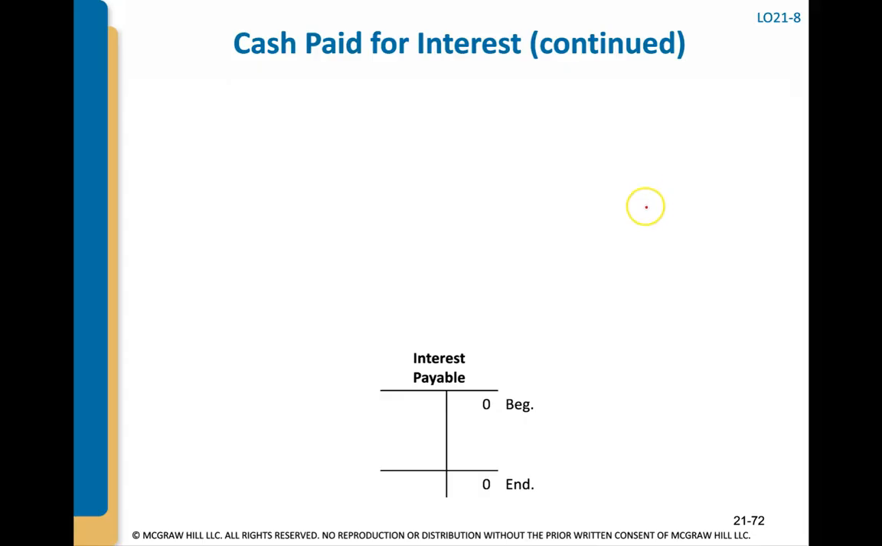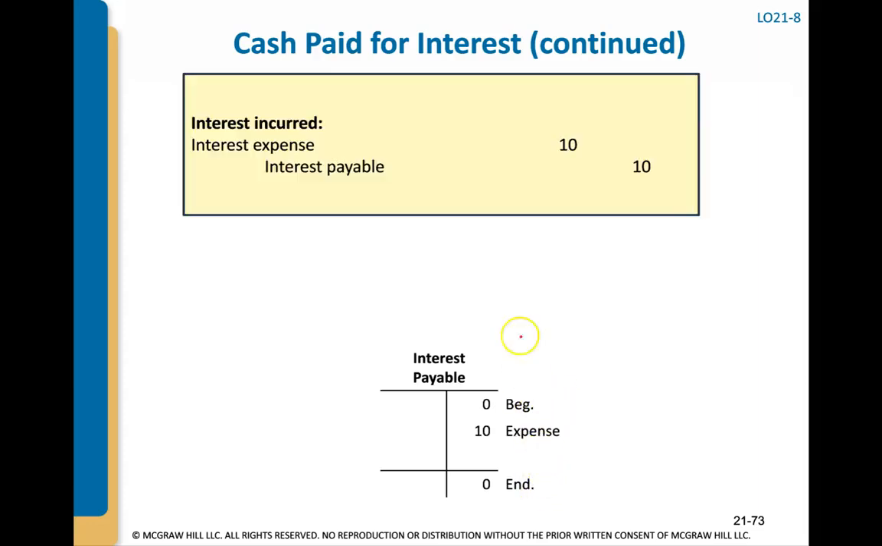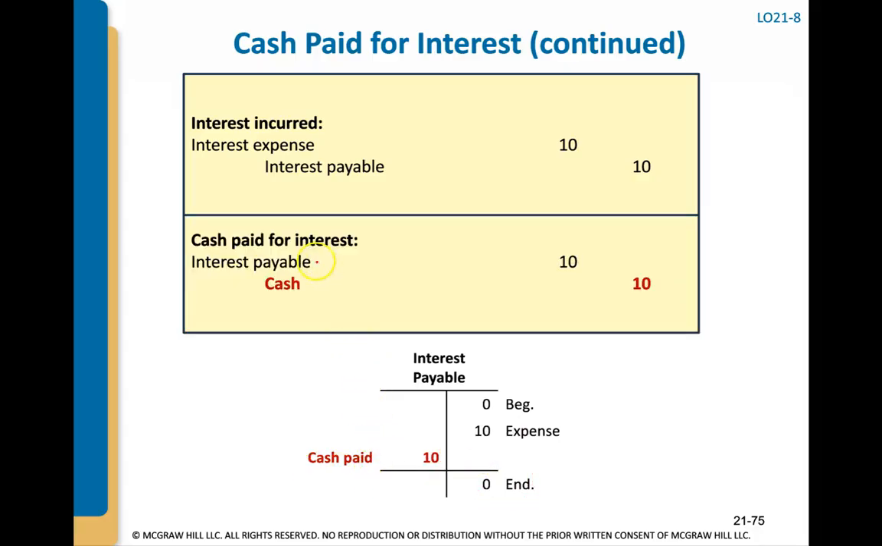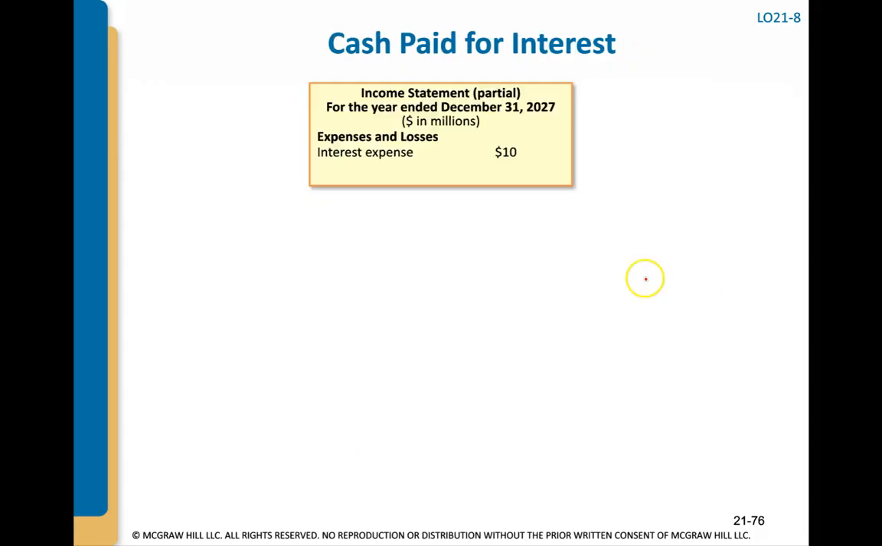If I want to do the T account method, since there was no interest payable on the balance sheet, that means the beginning and the ending balance was 0. So during the year, we debited interest expense for 10 and credited interest payable for 10. So at some point during the year, I had a credit balance in my payable for 10, but I must have paid it off because my ending balance is 0. So my cash paid was 10, and I would have debited interest payable for 10, credited cash for $10.